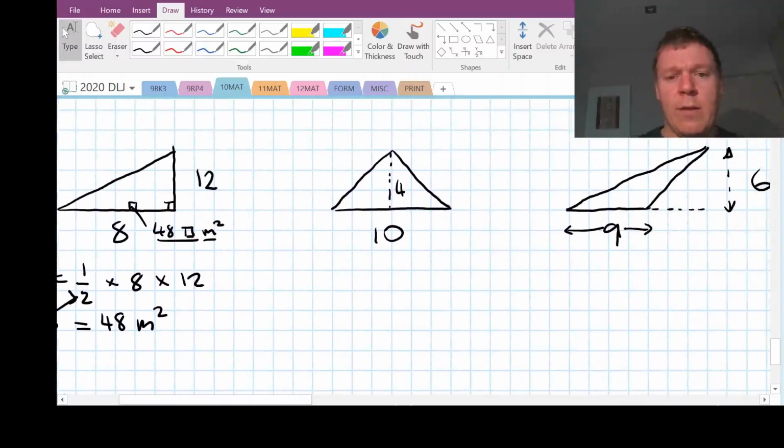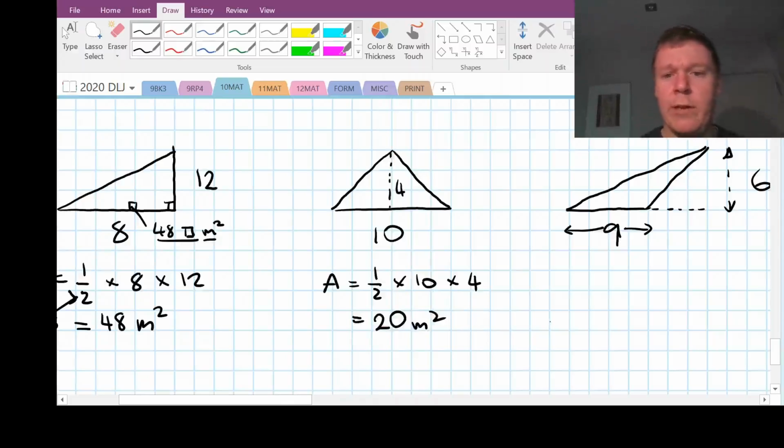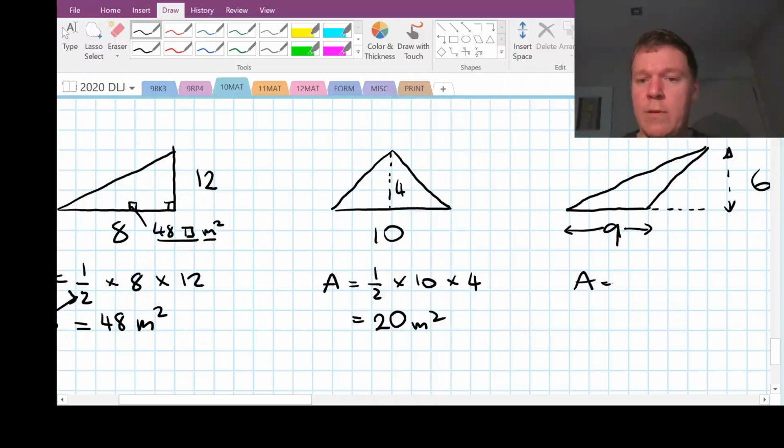Alright, next one is the isosceles. It's pretty easy numbers here. Area equals 1/2 times 10 times 4. Half of 10 is 5 times 4 is 20 meters squared. Alright, last one, the area of the scaling triangle. So we've got 1/2 times base, which is 9, times height, which is 6. That equals 27 meters squared.